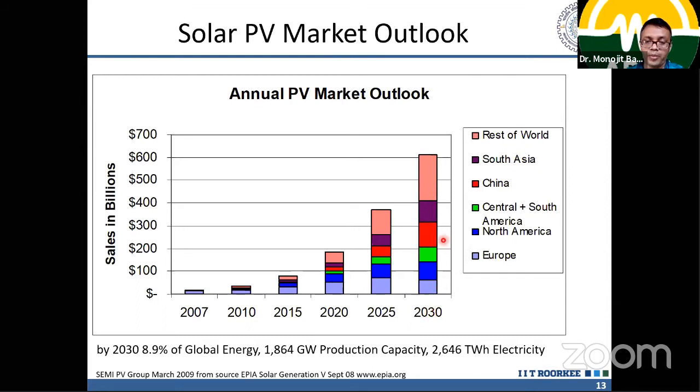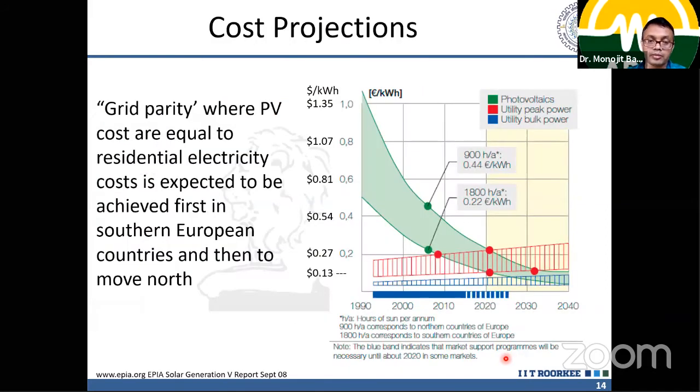So if you compare, we don't have any single entity as such. So we are lacking the generation of solar energy in that sense. But if you look at the market, it is quite huge. It is projected that 8.9% of the global energy will be generated by solar, and that can go up to like 600 terawatt hour electricity.